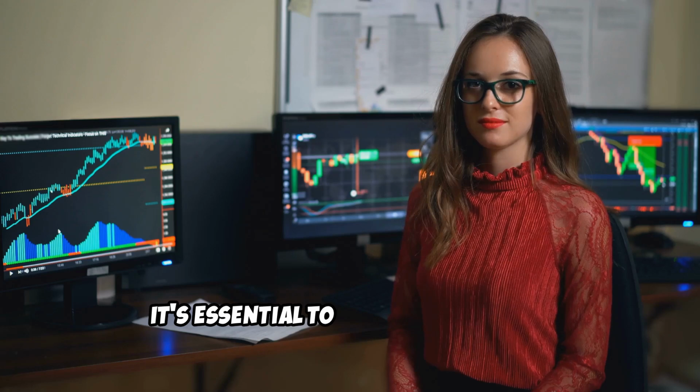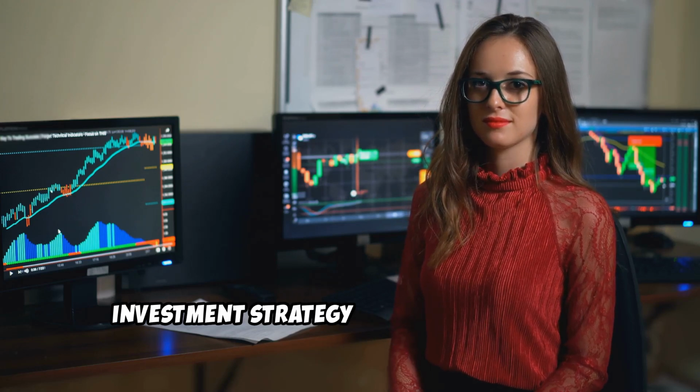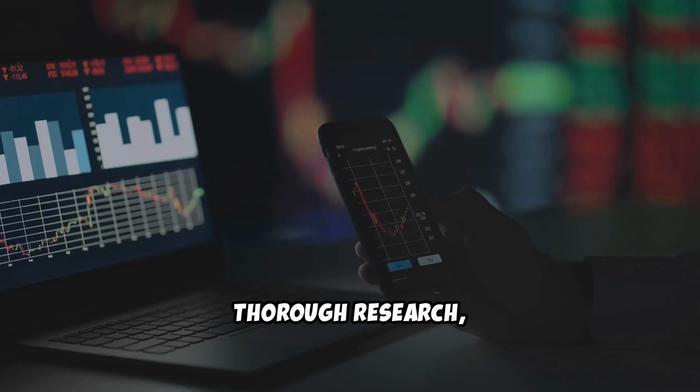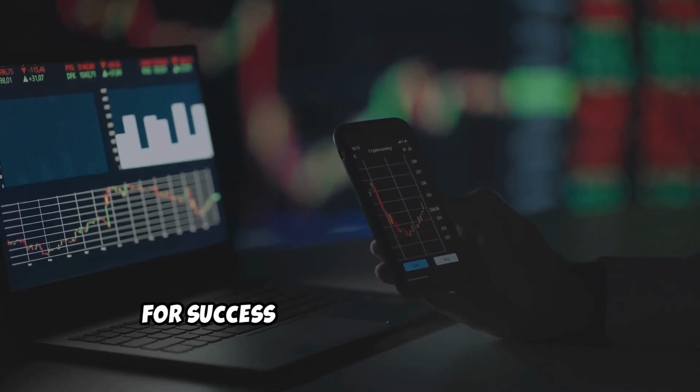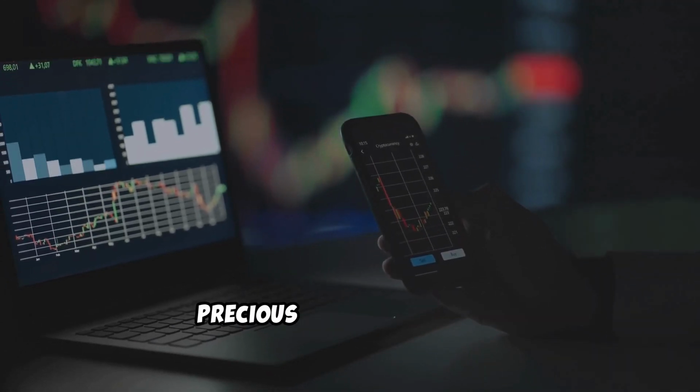However, it's essential to remember that no investment strategy guarantees profits. Thorough research, careful planning, and prudent risk management are paramount for success in the dynamic world of precious metals investing.